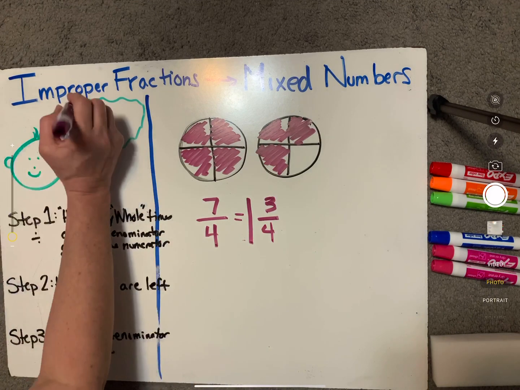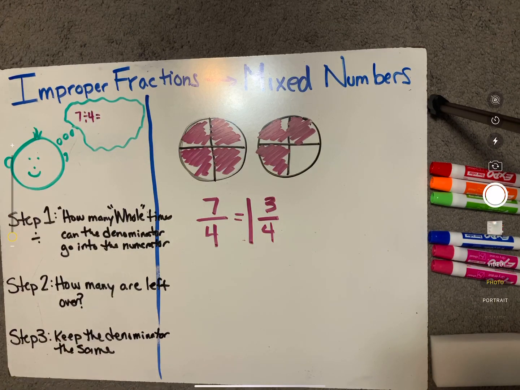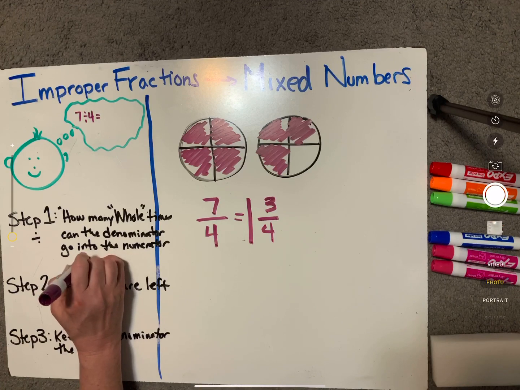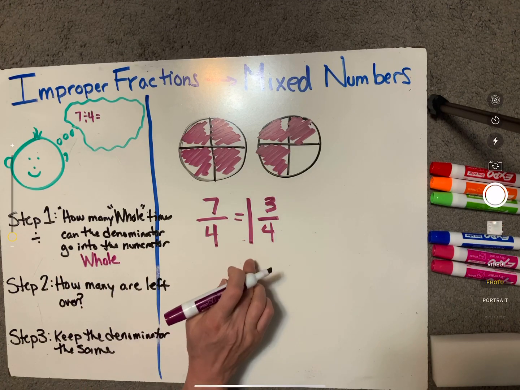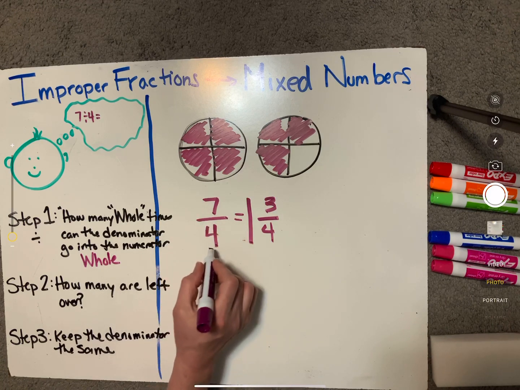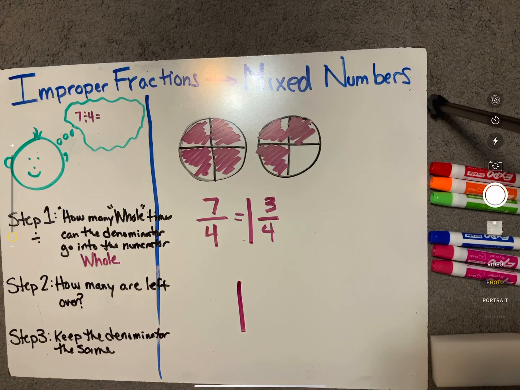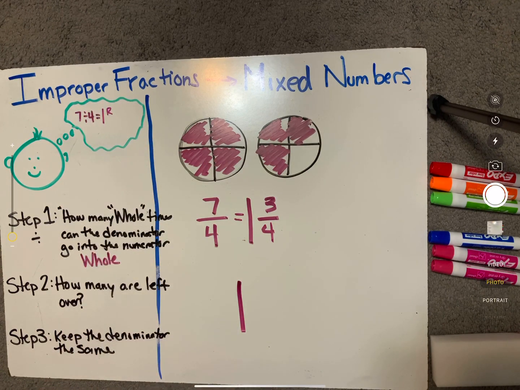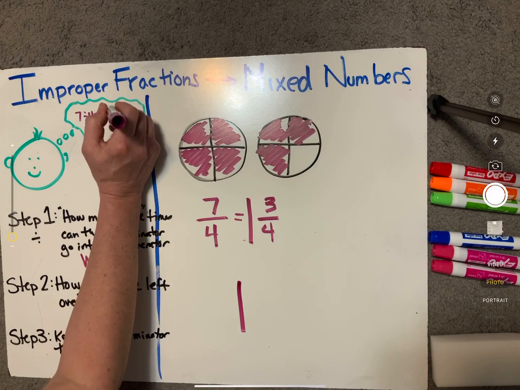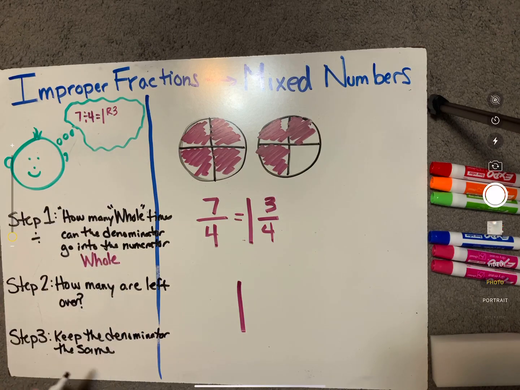Okay, so Math Baby is thinking 7 divided by 4 equals what? Okay, so in this case, this is going to be your whole number in your fraction. So 7 divided by 4 is 1 whole, so it equals 1, with how many left over? There are 3 left over. So if we think about our problem up here, 7 divided by 4 is 1 remainder 3.